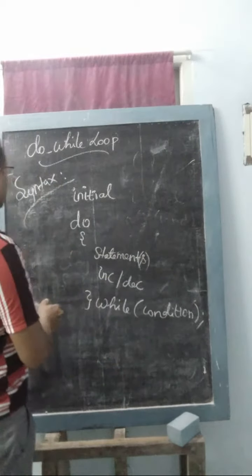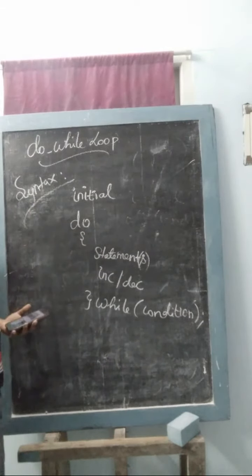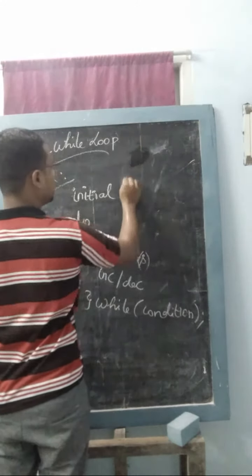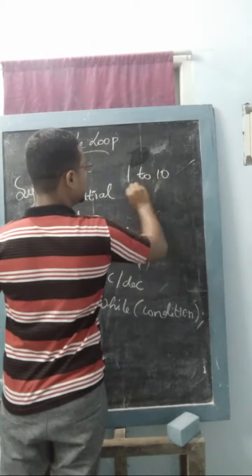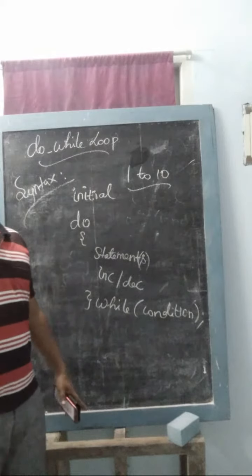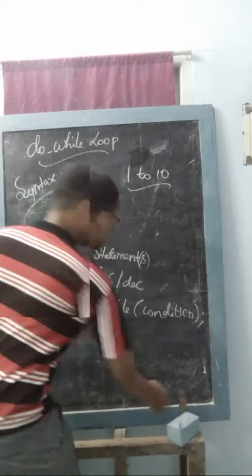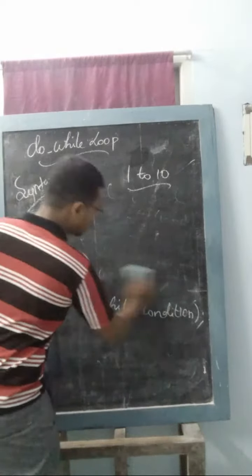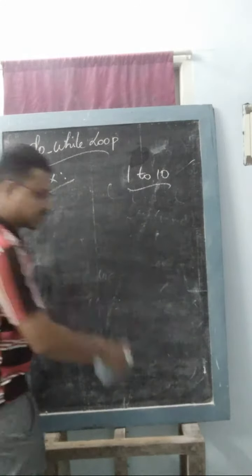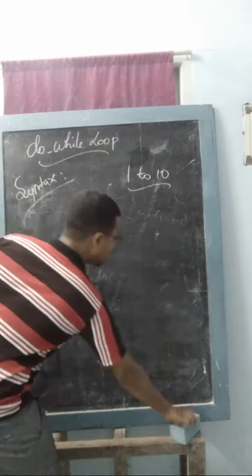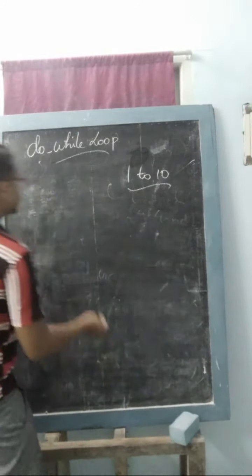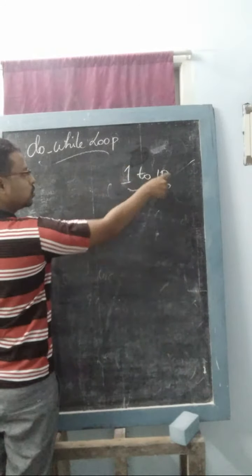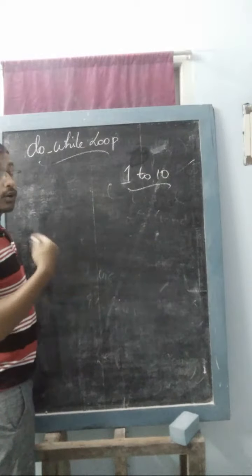Okay, fine. Now we are going to write a program. Shall we start now? As usual, we are going to print the numbers 1 to 10. First I'm erasing this, and I'm going to write the program now. You remember the syntax of the do while loop. I'm going to display 1 to 10 numbers using a do while loop.